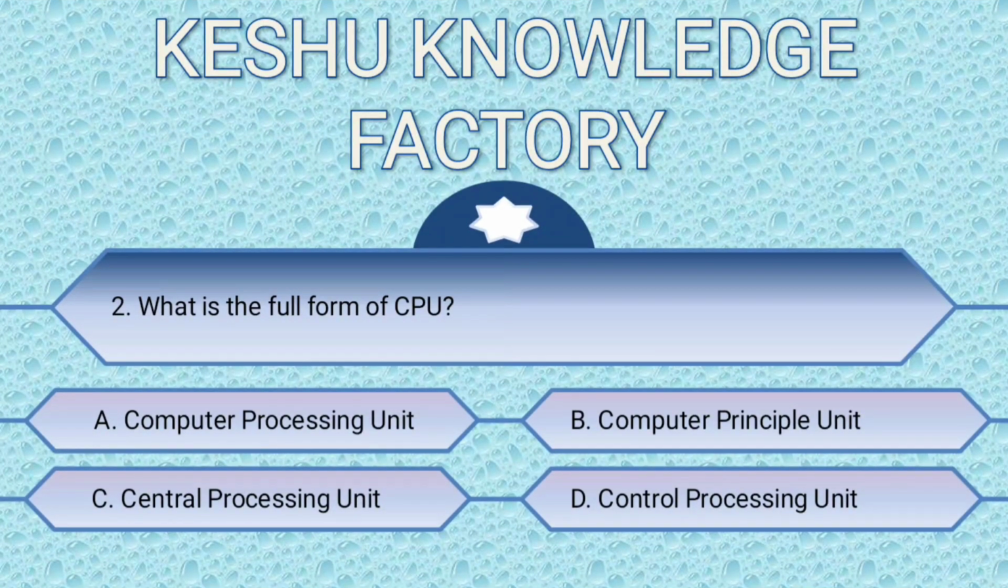Question 2. What is the full form of CPU? A. Computer Processing Unit. B. Computer Principal Unit. C. Central Processing Unit. D. Control Processing Unit. Answer is C. Central Processing Unit.